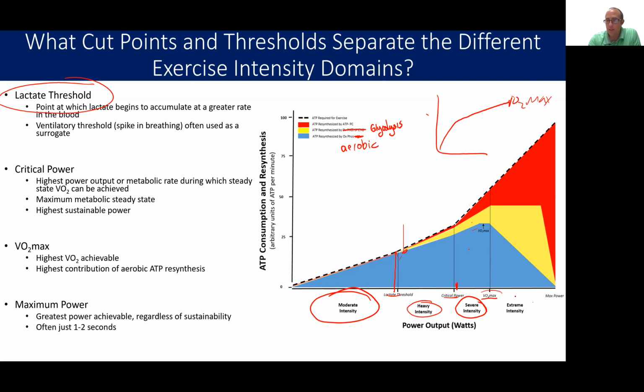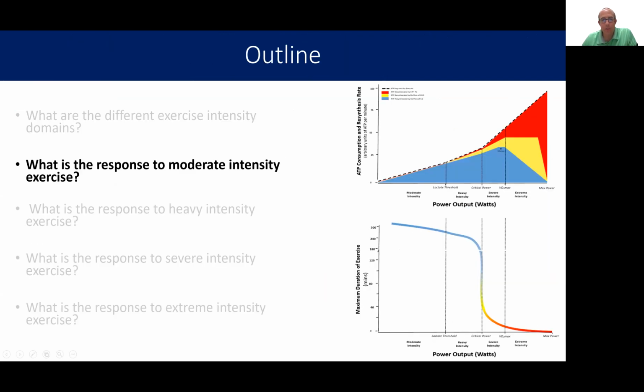Then the extreme intensity exercise, which is heavily reliant on phosphocreatine and glycolysis, is so fast and brief that you can't achieve VO2 max. And your maximum power, something you can hold for only 1 or 2 seconds. All right, let's talk about how we determine these.